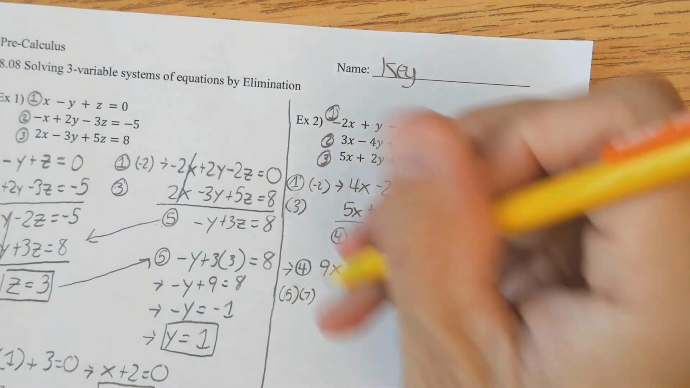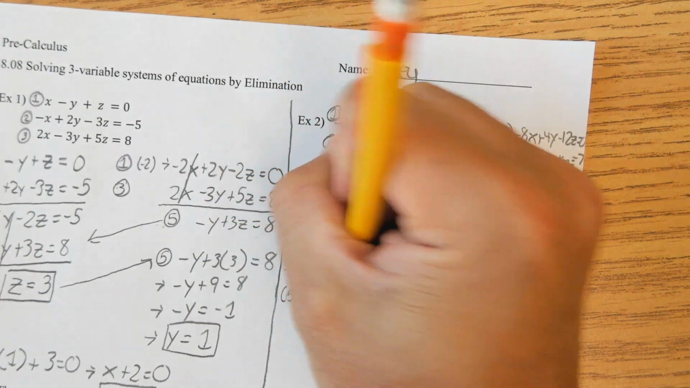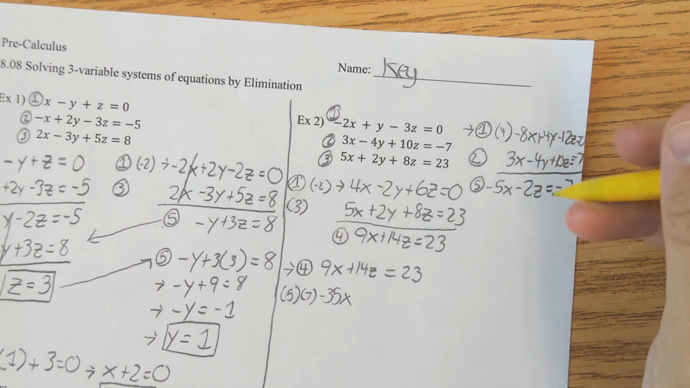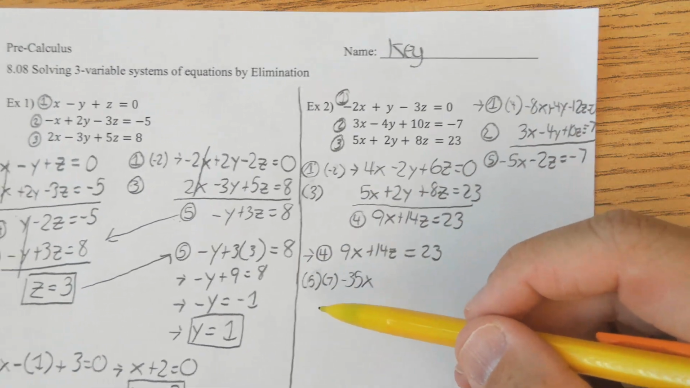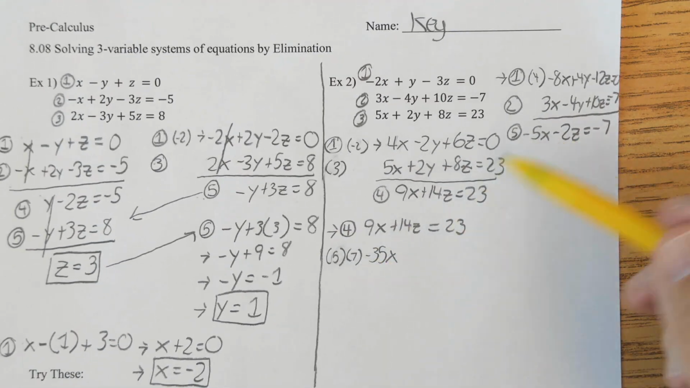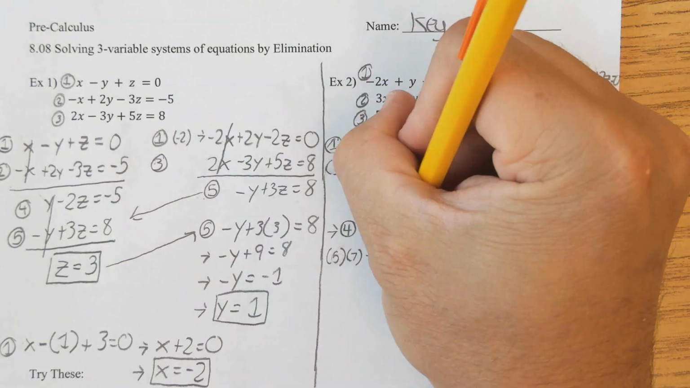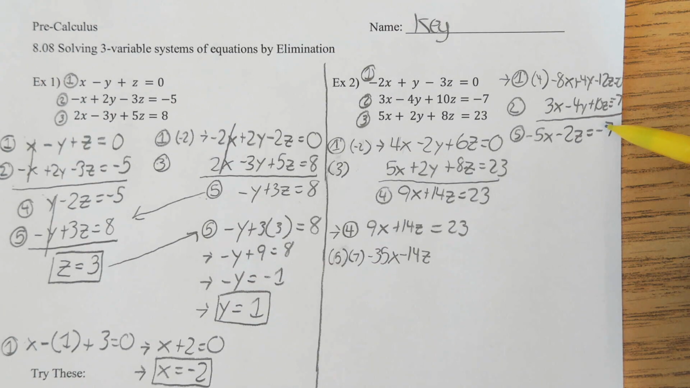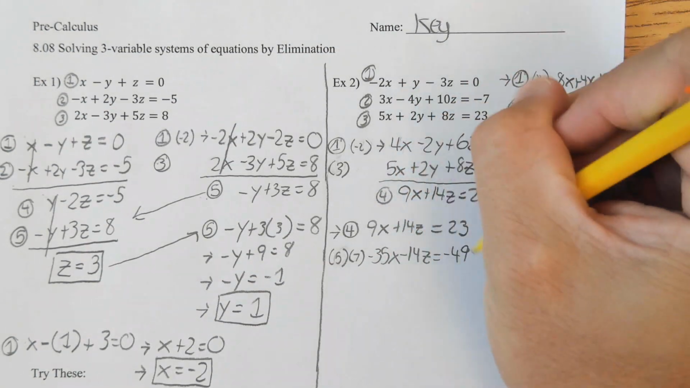So we're going to take equation 5. We're going to multiply everything by 7 there. So negative 5 times 7, sorry, I can get a little confused here. Negative 5 times 7, that's a negative 35x. 7 times the negative 2 is a negative 14z. And then negative 7 times 7 is equal to a negative 49.